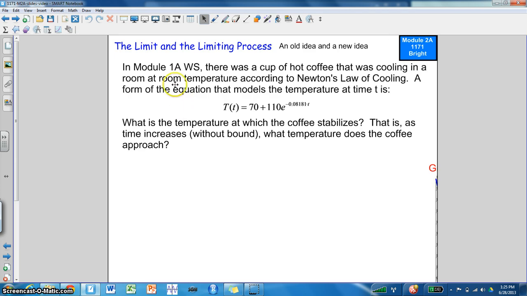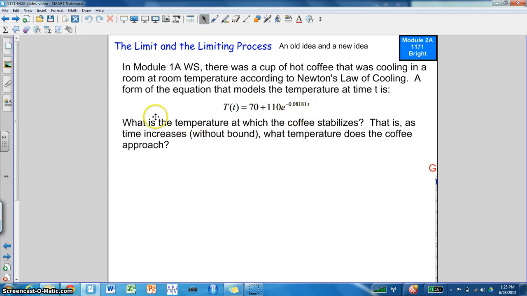Okay, so one problem in Module 1A that we encountered was a hot cup of coffee at 180 degrees Fahrenheit cooling in a room at room temperature, 70 degrees Fahrenheit, according to Newton's law of cooling. We talked about writing a difference or rate of change equation, and if you solve that directly for temperature, you obtain this solution: 70 plus 110 e to the minus 0.08181 times t.